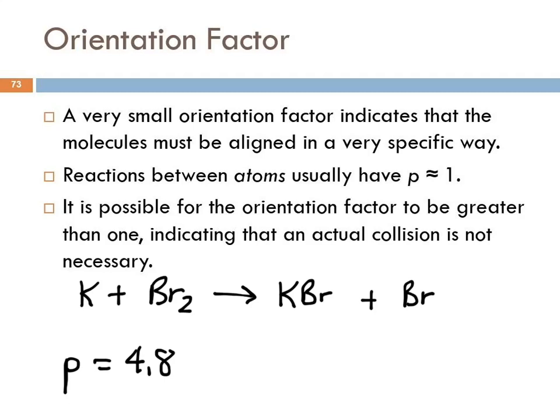Now, is there proof for this harpoon mechanism? Can you prove a mechanism to be correct? We're going to find out that you can't. You actually can't prove anything to be correct. You can only prove things to be wrong. And so they'll stand as correct until someone can prove them wrong. But I just want to let you know that it is possible for that orientation factor to be greater than 1. It's not typical, though.